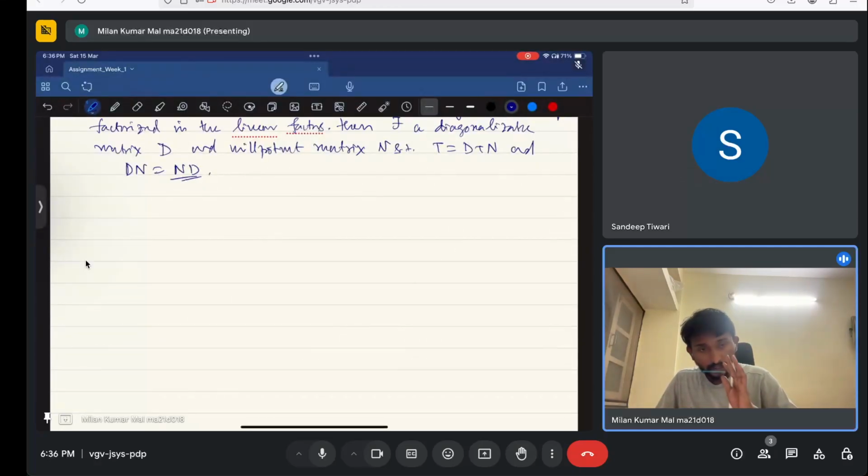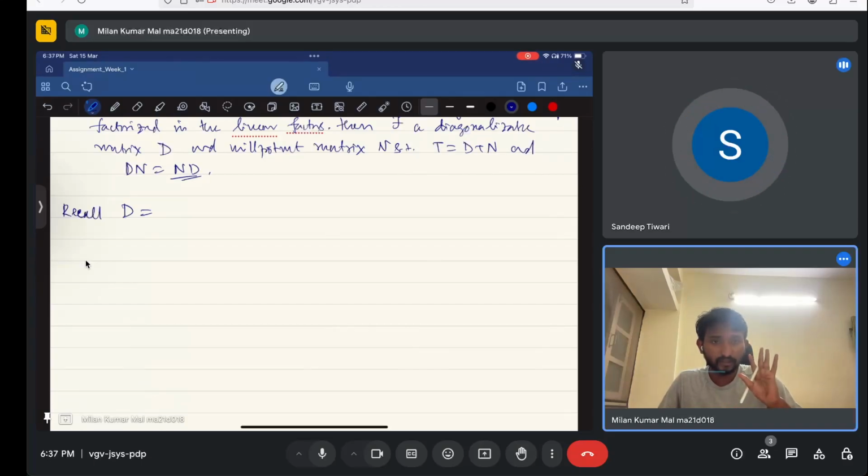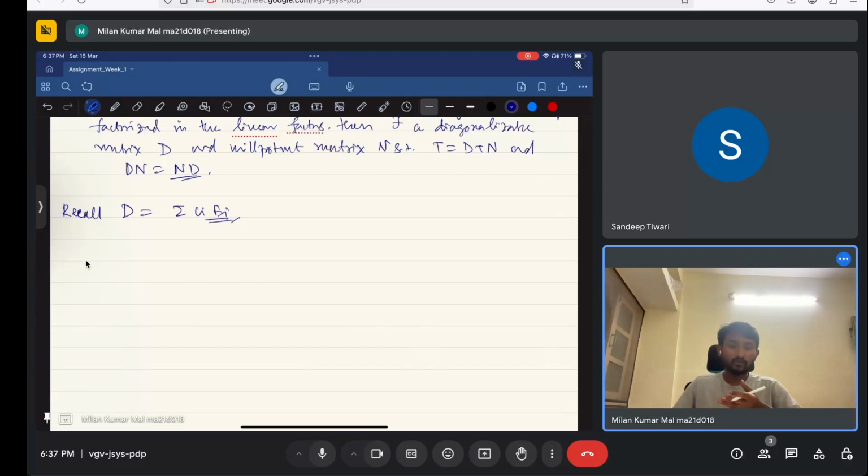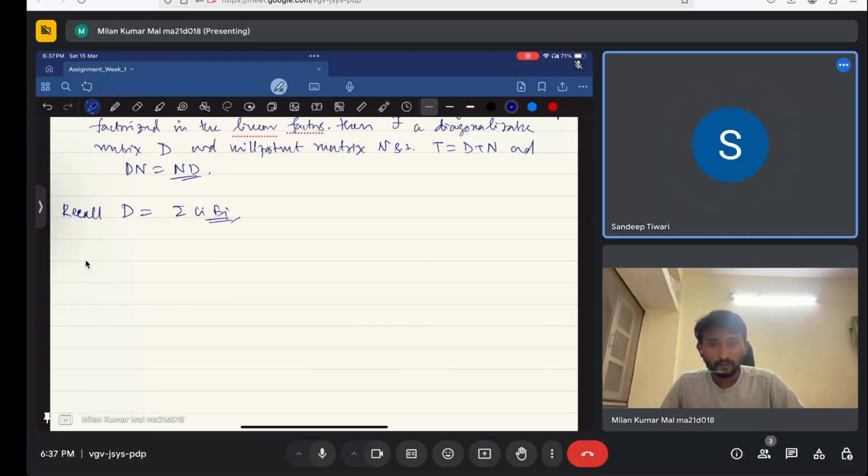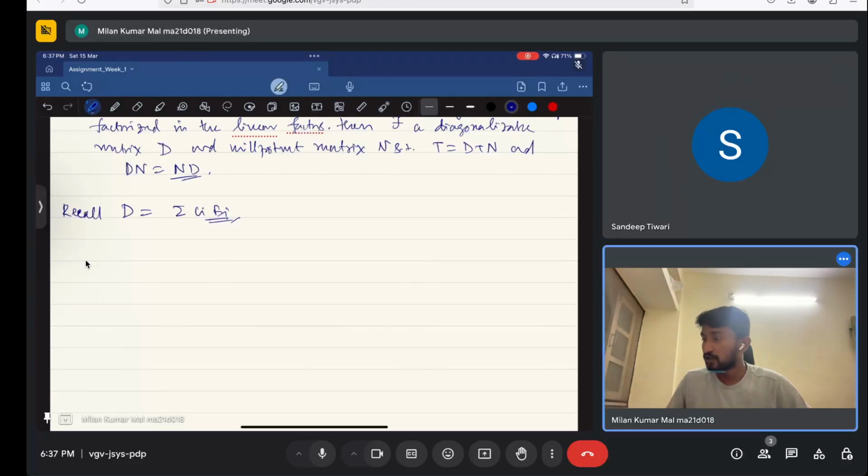So now I have to find D. Recall that if we find D, then we can find N by just taking T minus D. So D equals the summation of c_i E_i. Okay, but what is E_i? c_i is known. What is c_i? c_1 is 1 and c_2 is 2. Yes, but before that I need to find the minimal polynomial. We have to find what the minimal polynomial is. We can do two things to find the minimal polynomial.